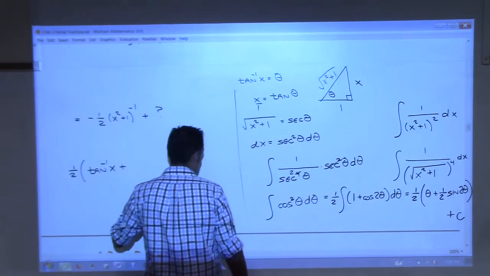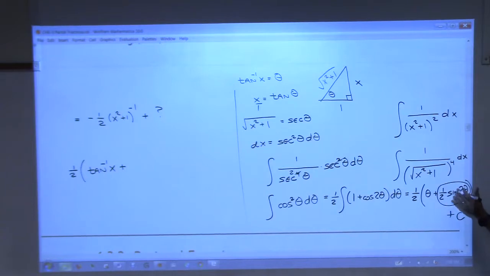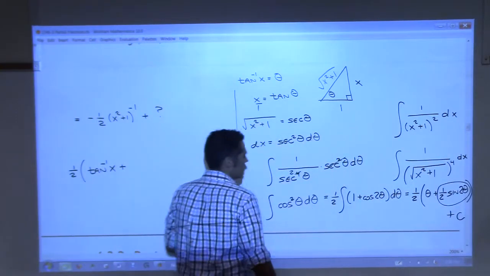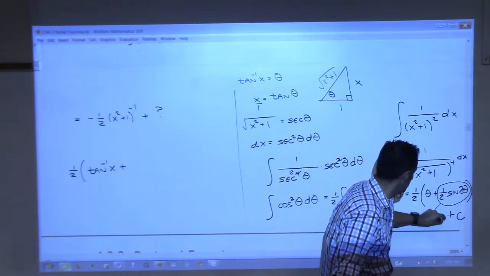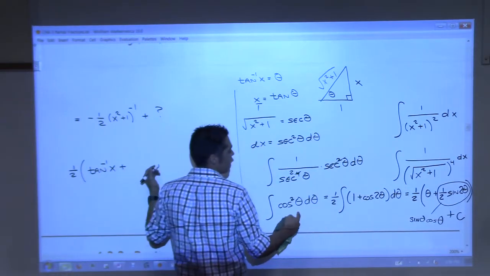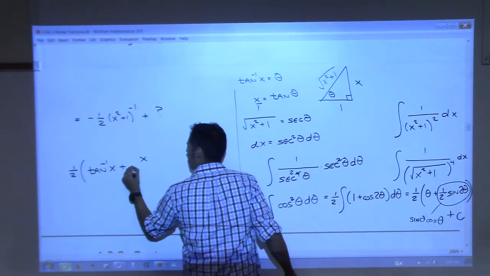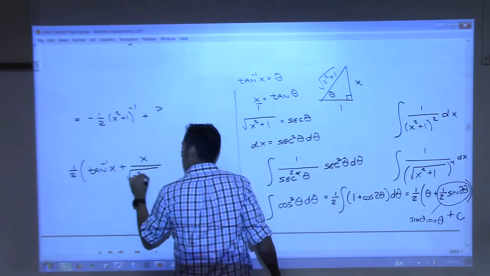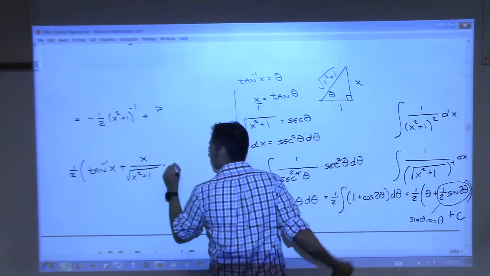And then plus, since I did this last class, can we all be okay with the idea that that right there, everything I've circled, is just sine theta cosine theta? Yes. Okay, that's sine theta cosine theta, because the 2 and the half cancel. Now, what is sine theta? x over root x squared plus 1, right, times what's cosine theta? 1 over that root.